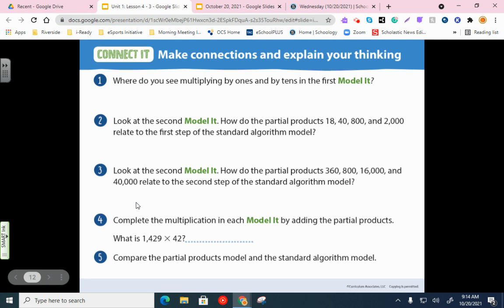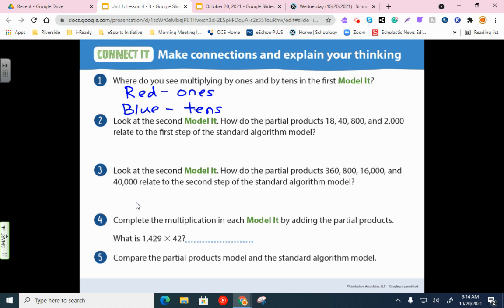And again, I'll keep these pretty short. Where do you see multiplying by ones and by tens in the first model? That's the one over there directly on the left. The numbers that are in red, those are our ones, and the numbers that are in blue, those are our tens. It's as simple as that. So the red are the ones, the blue are the tens.